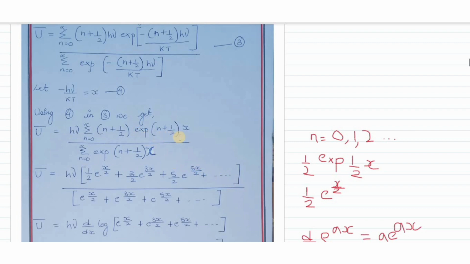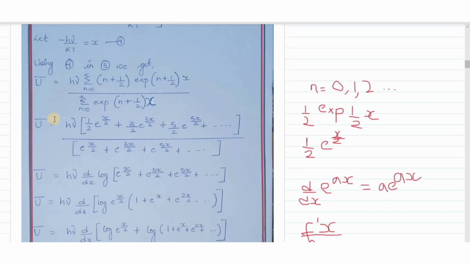We can write the exponential terms in the e to the power x term, so whole divided by e to the power x by 2 plus e to the power 3x by 2 plus e to the power 5x by 2 plus so on. If we look here clearly, we can see that if we differentiate this term e to the power x by 2, we get 1 by 2 e to the power x by 2. We know that d by dx of e to the power ax is equal to a e to the power ax. So we can say that this is our function f(x), and if we differentiate this function, we get this. So this is our f(x) and this is our f dash x.